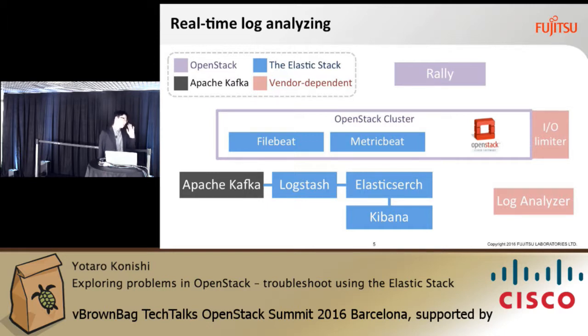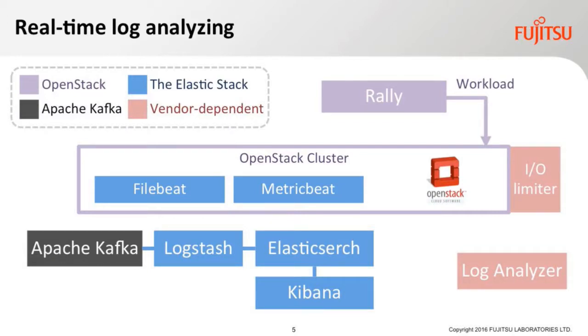So this is our system to monitor OpenStack performance. The middle box is the OpenStack cluster where Filebeat and Metricbeat exist. And Rally represents user requests. It issues some OpenStack API calls, and in this case, Rally calls a lot of Nova boot requests continuously to the OpenStack cluster. And then the IO limiter regulates a node's performance when you need to know the performance of OpenStack in a troubled situation. For example, if you want to know the performance of OpenStack with a troubled database, the IO limiter regulates database IOPS to do this.